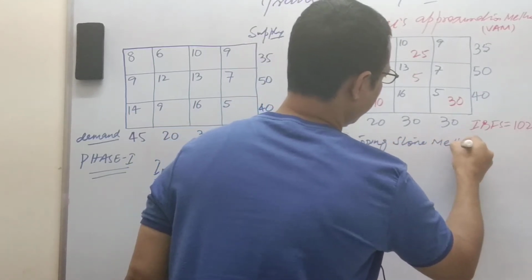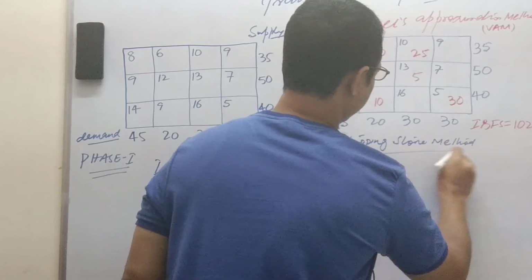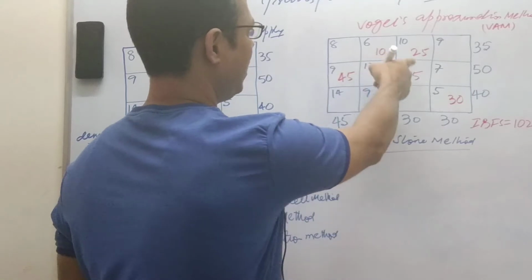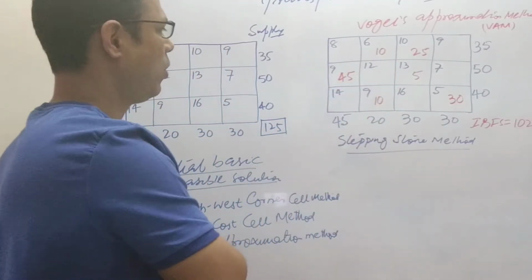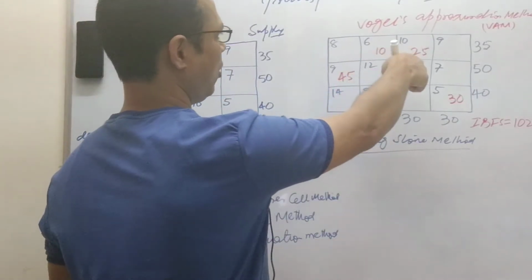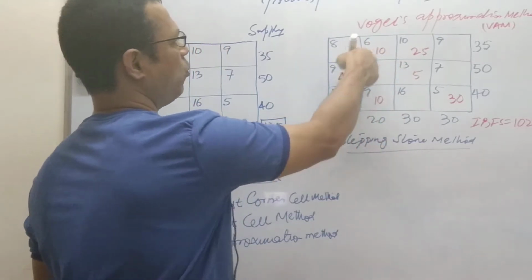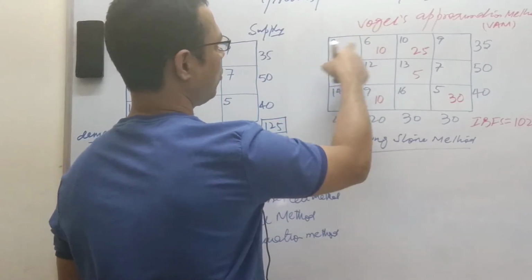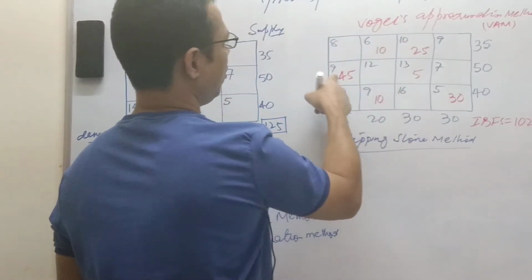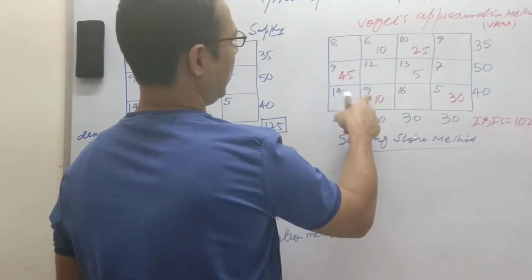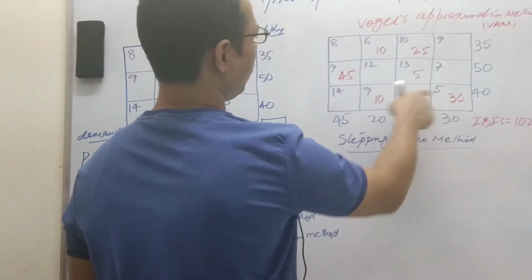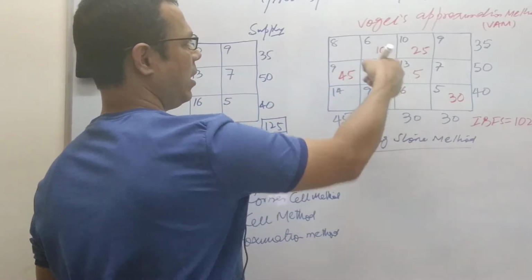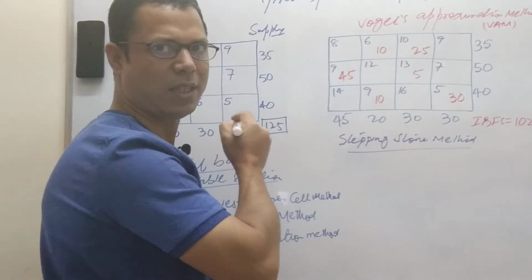What does the stepping stone method say? Very simple. The stepping stone method says to check all unallocated cells, because allocated cells we already got through Vogel's approximation method. So these cells have already been allocated: cell 1 1, cell 1 2, cell 2 2, cell 2 3, cell 3 2 and cell 3 4. So these are all allocated cells, and the rest of the cells are unallocated cells.